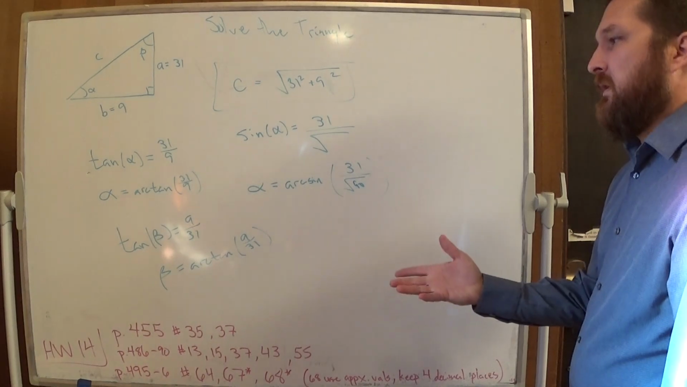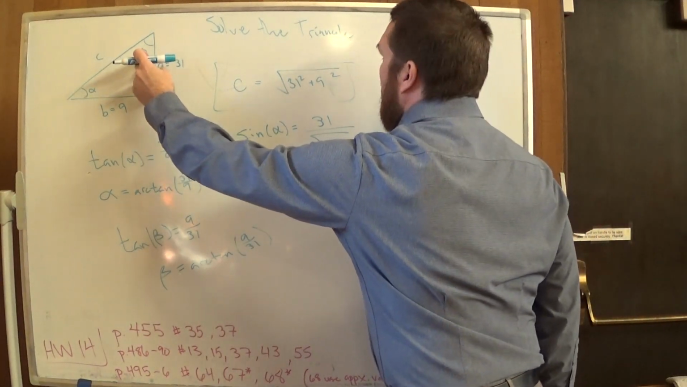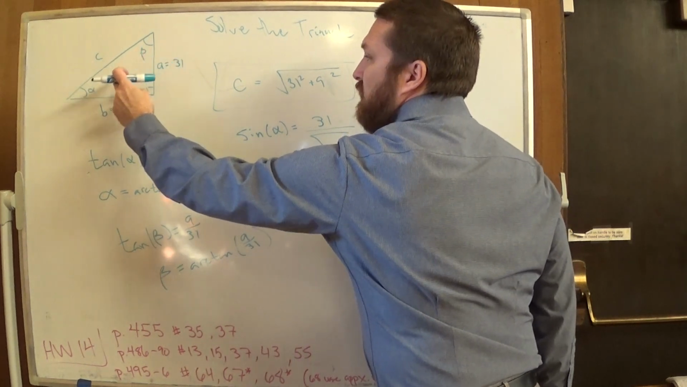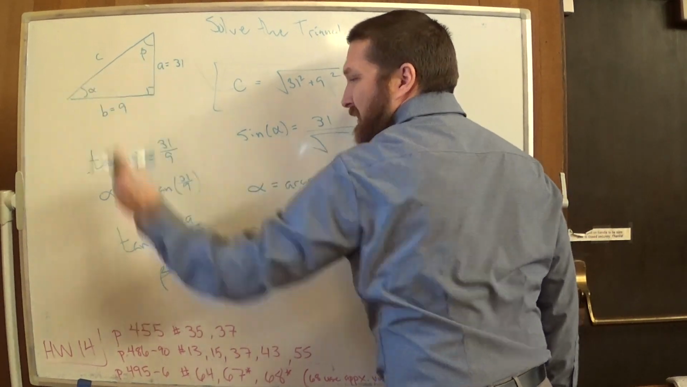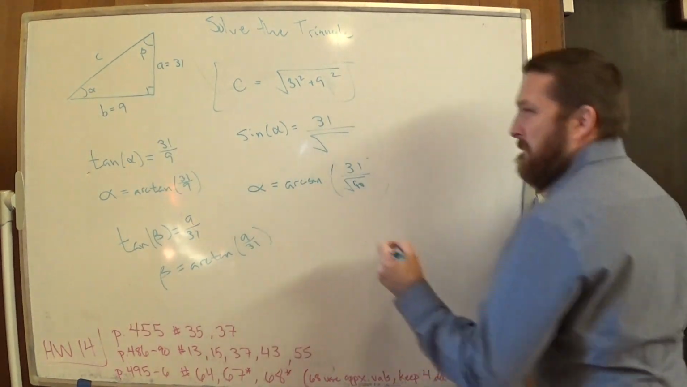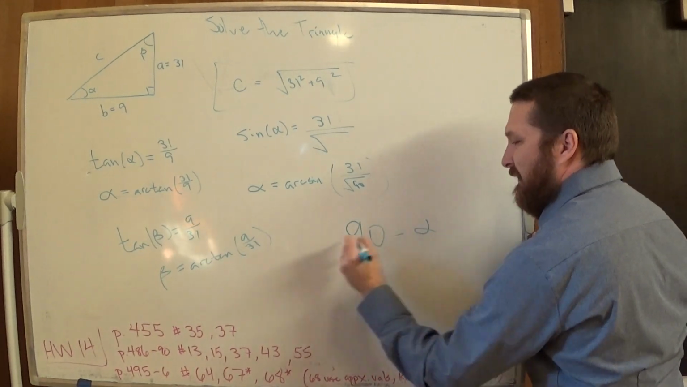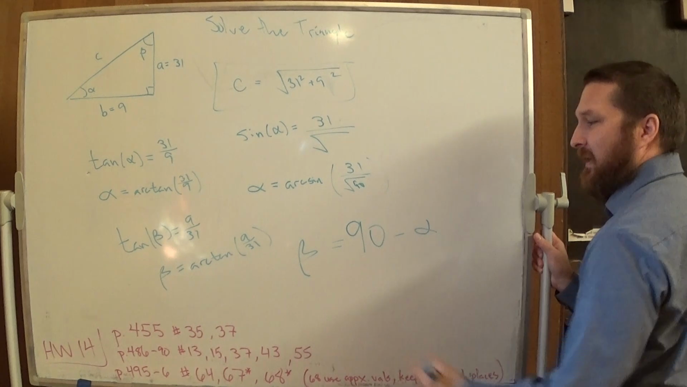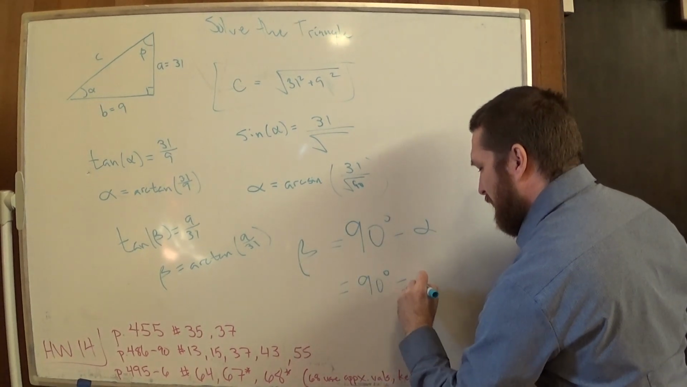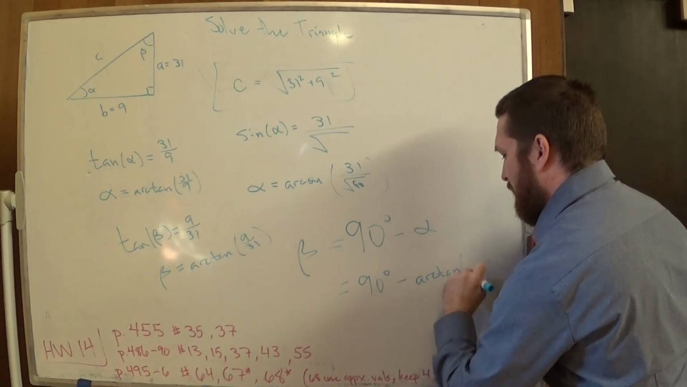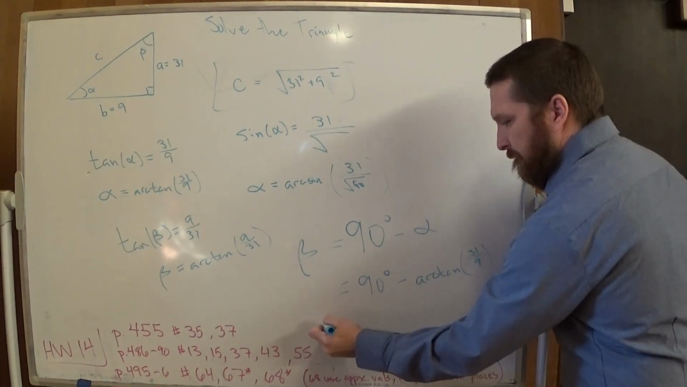Or you could say, like if I told you that that was 30, you would tell me without hesitating, that's 60. If I told you that's 25, you would tell me, well, that's whatever 90 minus that is. So it would be 90 minus alpha, 90 minus arctan of 31/9. There you go. 90 minus alpha is equal to beta. And so, 90 degrees minus arctan 31/9 is beta. There you go.